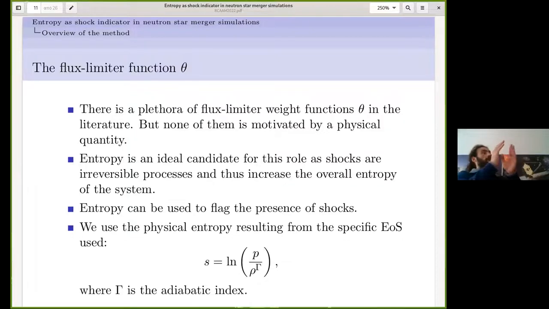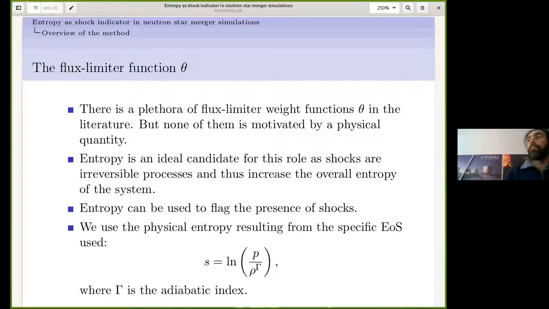And then when we know where the shock is, we can compute this theta and say, okay, here is a shock, use a low order scheme. Here, oh, there is no shock here, use a high order scheme. And then we can have higher convergence. We increase the possibility of having higher convergence.